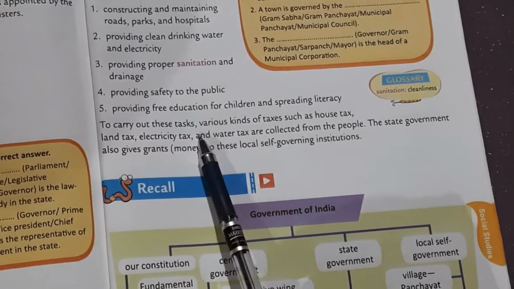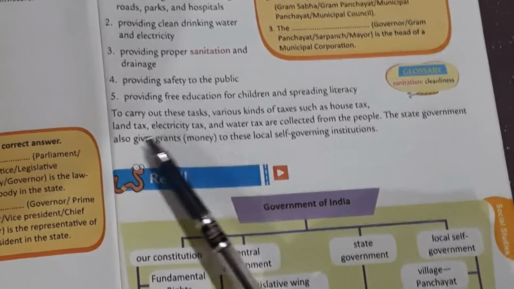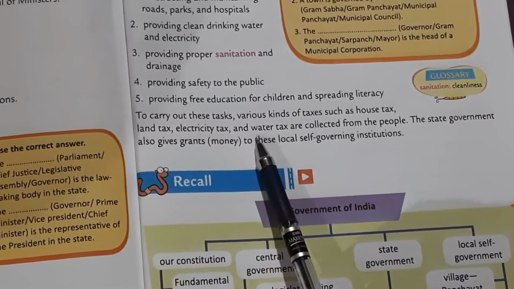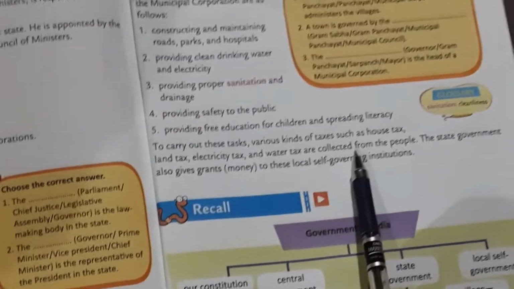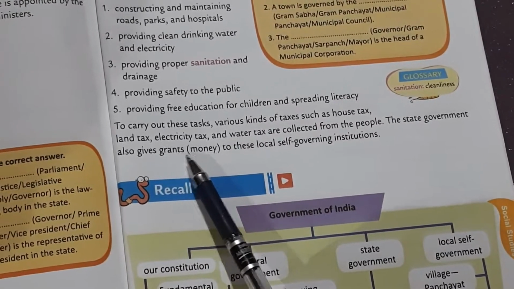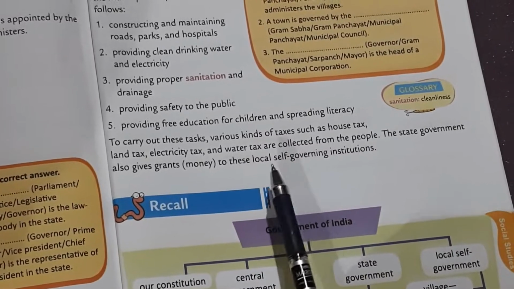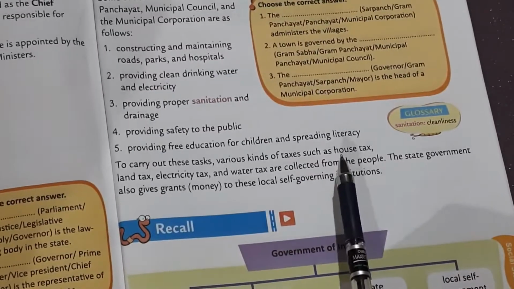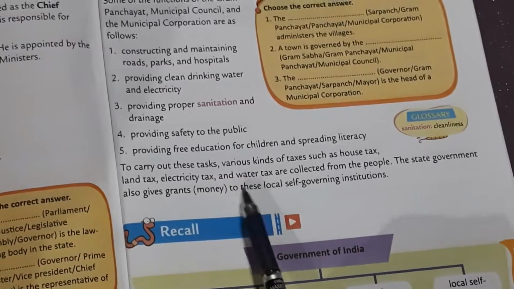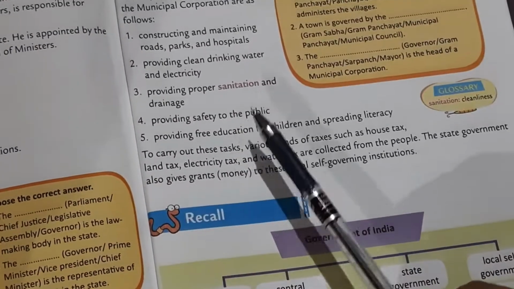To carry out this task, various kinds of taxes such as house tax, land tax, electricity tax, and water tax are collected from the people. The state government also gives grants, that is money, to these local self-governing institutions. So these taxes we pay are used to run the state.